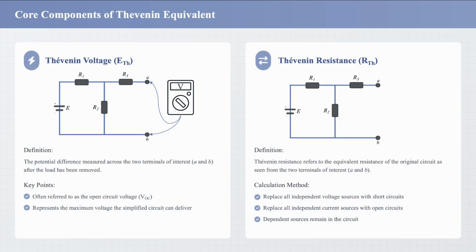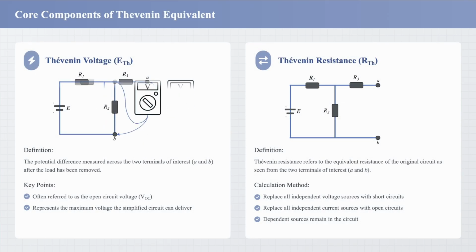There are two key components within the equivalent, the Thevenin voltage and the Thevenin resistance. The Thevenin voltage represents the open circuit voltage measured across the terminals where the load is connected. The Thevenin resistance, on the other hand, is the equivalent resistance of the entire network as viewed from the same terminals, with all voltage sources replaced by short circuits and all current sources replaced by open circuits. Together, these two values form the complete Thevenin model.